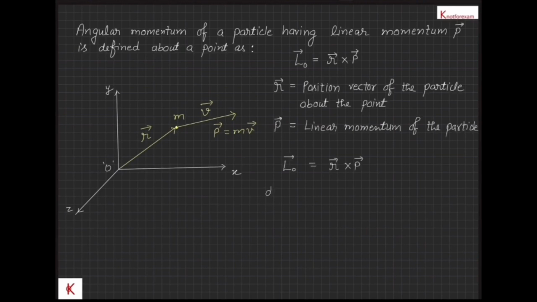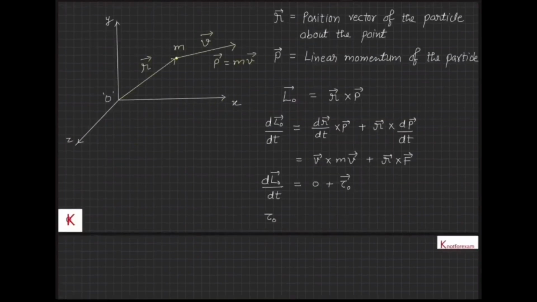As shown in the figure, angular momentum of the particle about point O is L vector equal to r vector cross p vector, and if we differentiate this, then we get dL_O vector by dt equal to dr vector by dt cross p vector plus r vector cross dp vector by dt, that will be equal to v vector cross mv vector plus r vector cross F vector. Here the first term will be 0 and the second term will be torque about point O. Therefore, tau vector is equal to dL_O vector by dt.